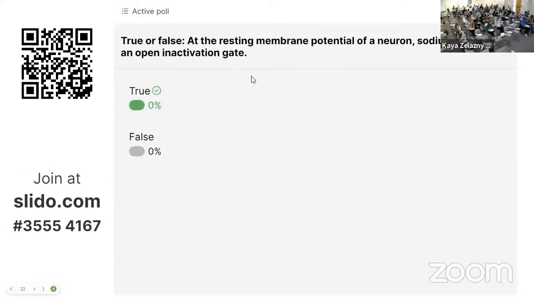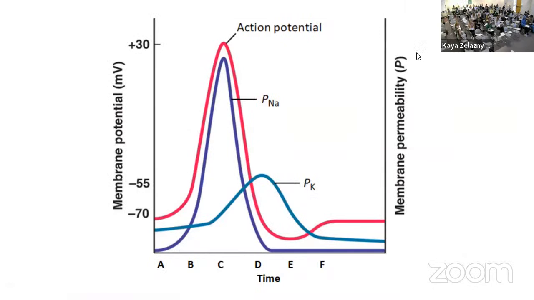I'll actually do this one next time. I want to show you this graph and then we will go.